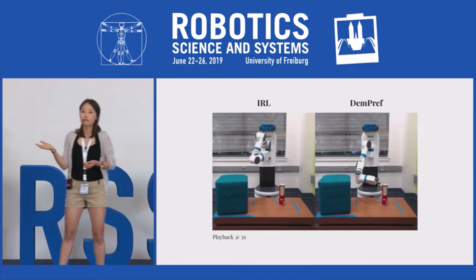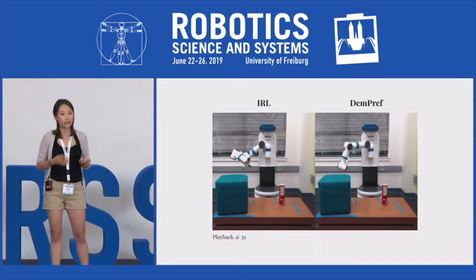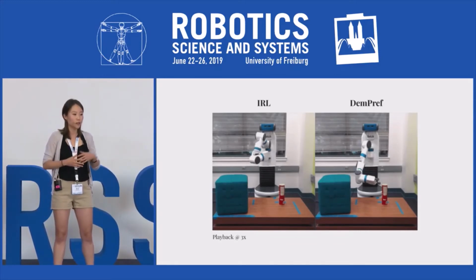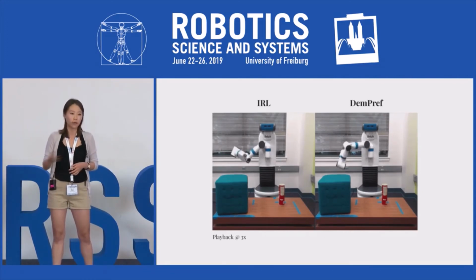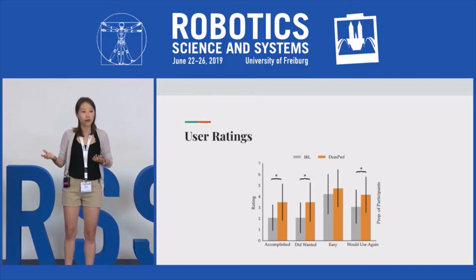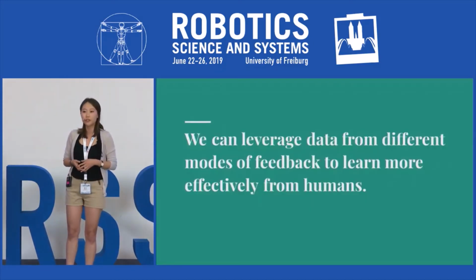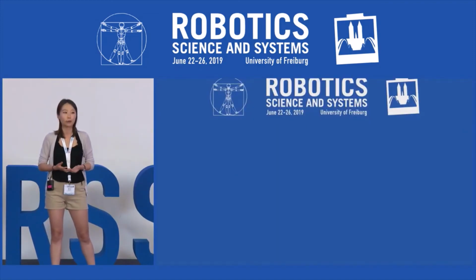Notice that the DemPref robot is successful at the task, whereas the IRL robot isn't. And this is because the IRL robot overfits to demonstrations from the user that worries about collision avoidance with the obstacle. We also asked users which system they prefer, and they overwhelmingly chose DemPref. So in conclusion, we showed how we can leverage different forms of feedback in order to better learn reward functions.